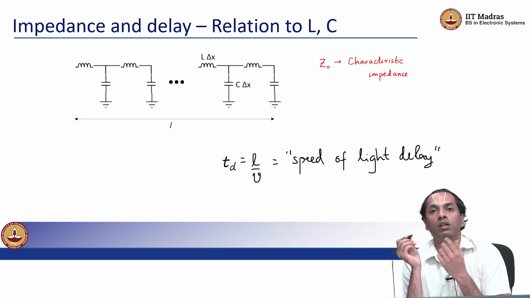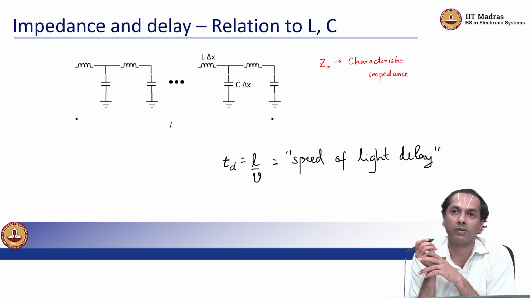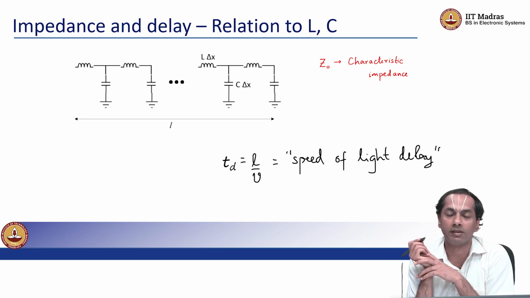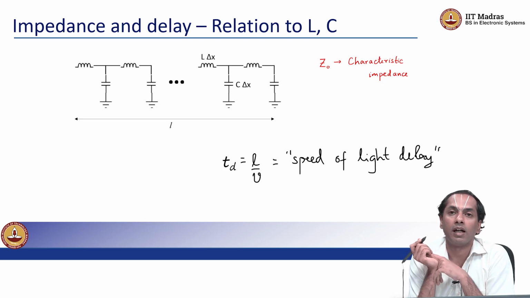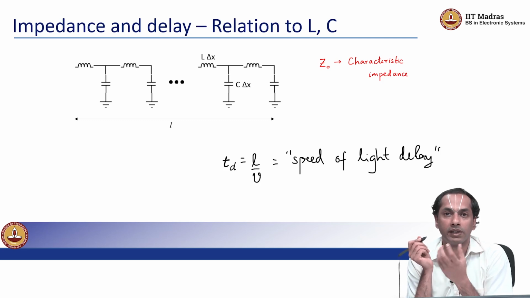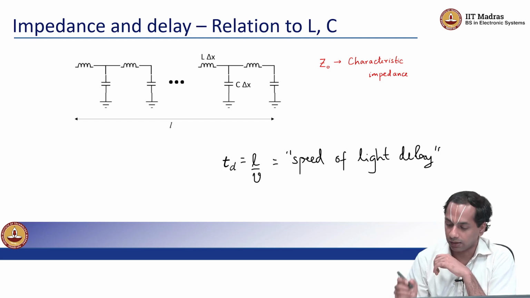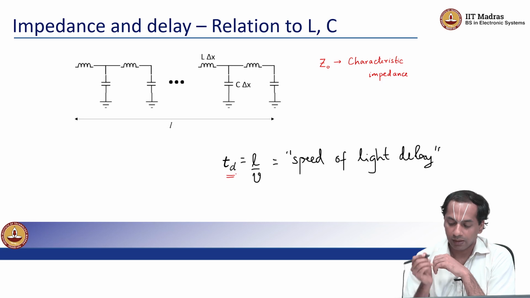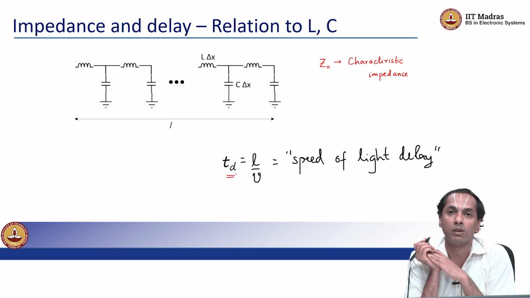So if I go buy cables, they'll specify the characteristic impedance. This is one of the metrics. And in places where this delay effect, this retardation effect that we are studying, is important, they'll also give you the speed of light delay of the cable.